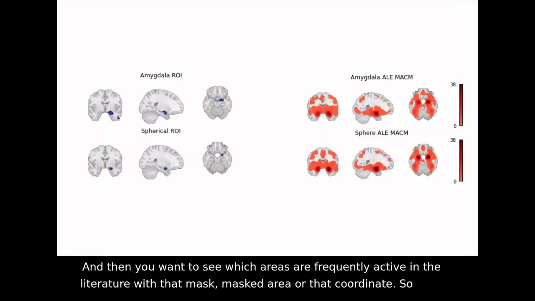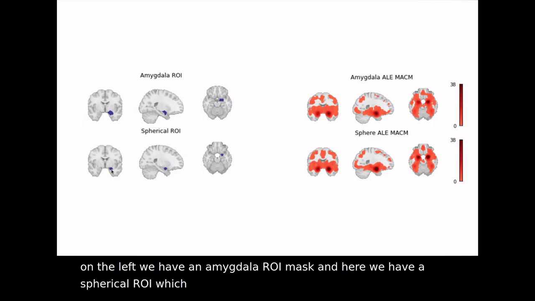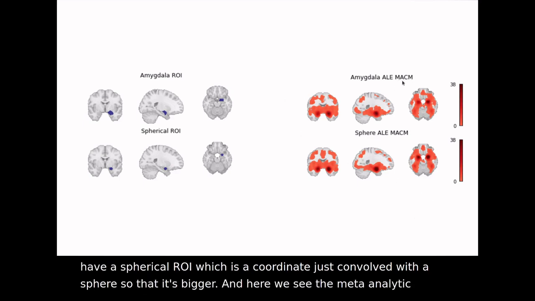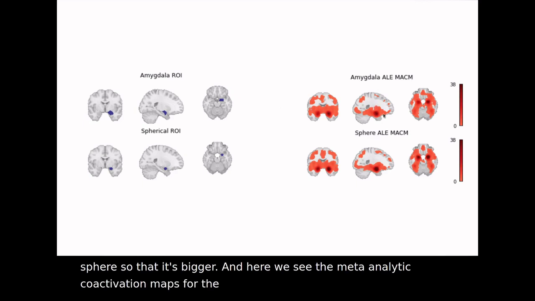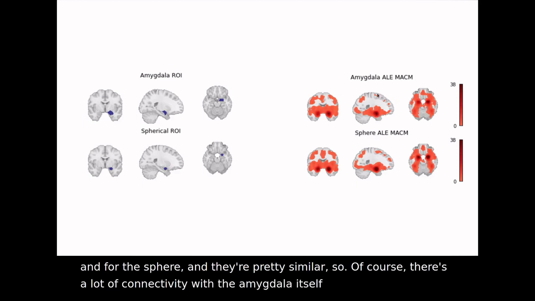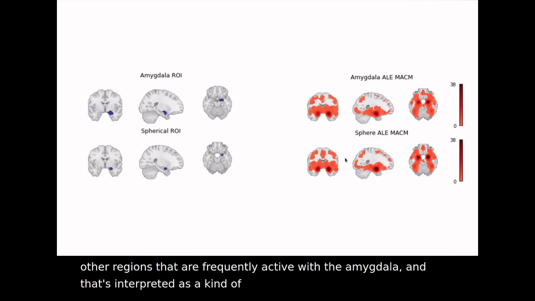So here on the left we have an amygdala ROI mask, and here we have a spherical ROI, which is a coordinate just convolved with a sphere so that it's bigger. And here we see the meta-analytic co-activation maps for the ROI and for the sphere, and they're pretty similar. So of course there's a lot of connectivity with the amygdala itself, but here you can see other regions that are frequently active with the amygdala, and that's interpreted as a kind of connectivity.